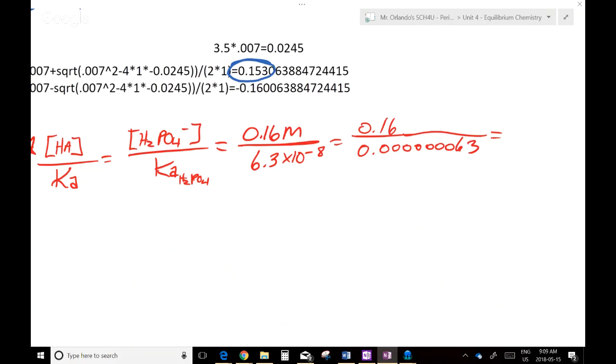And what this is going to mean is that phosphoric acid loses a lot of those first hydrogens, but it doesn't lose many of its second hydrogens. That's not something that happens a ton. What do we end up with? I think it'll be on the order of somewhere between 100,000 and a million, I think.